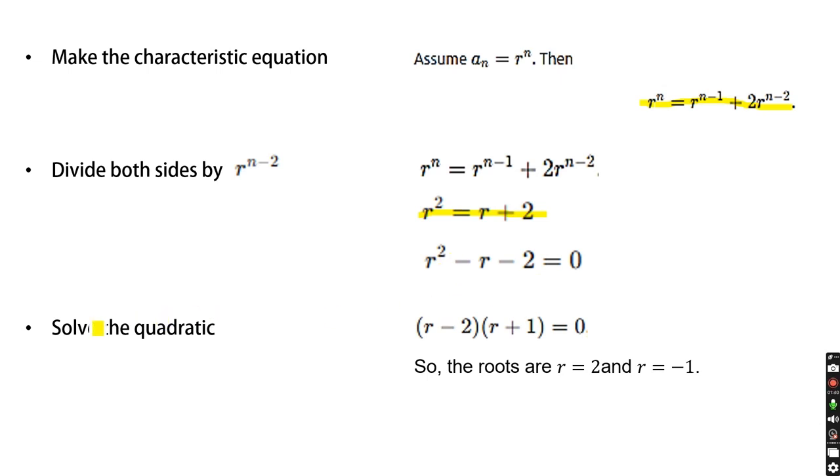After that we will solve this quadratic function, or find its roots. So the roots of r squared minus r minus 2 come from the factors (r minus 2)(r plus 1). So this is the quadratic equation. Therefore, based on this equation, we have seen that the roots are 2 and negative 1.